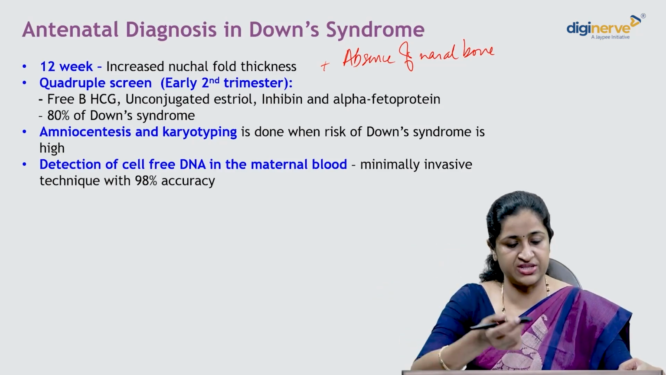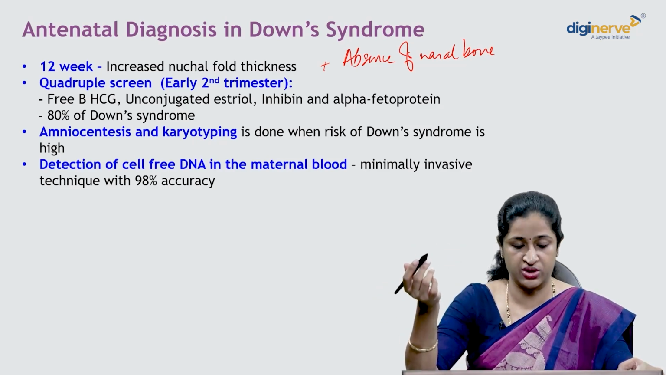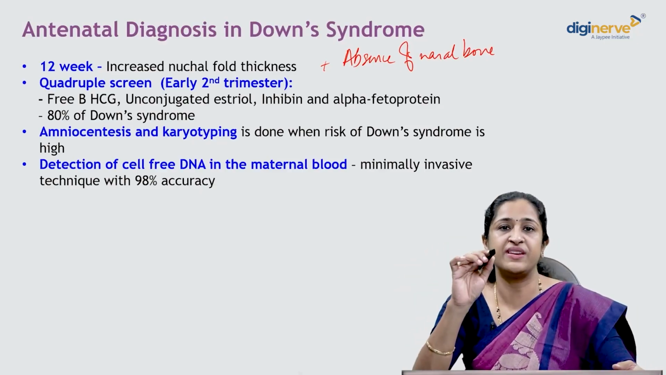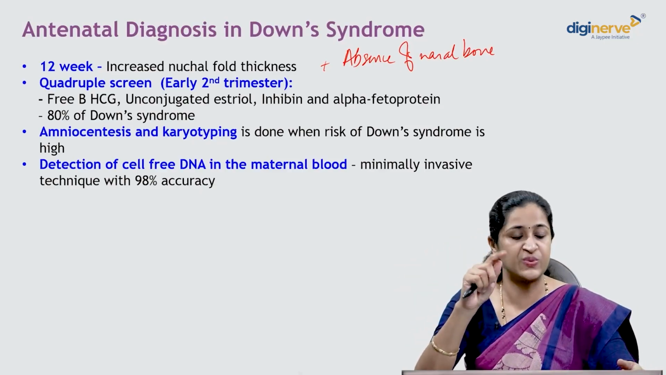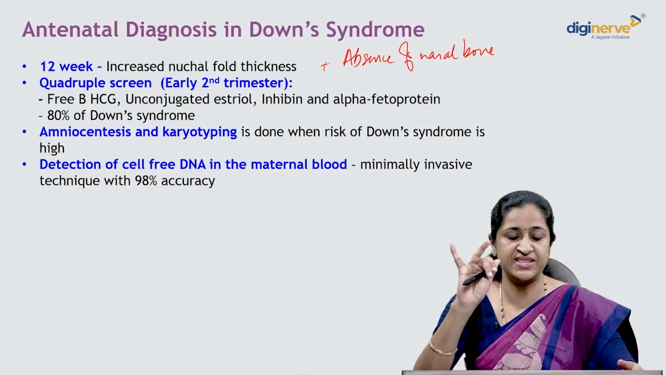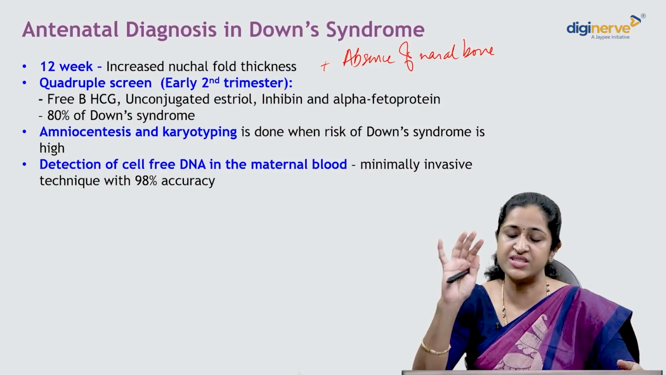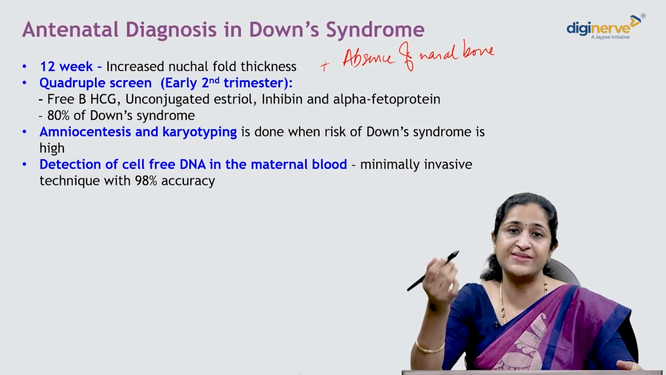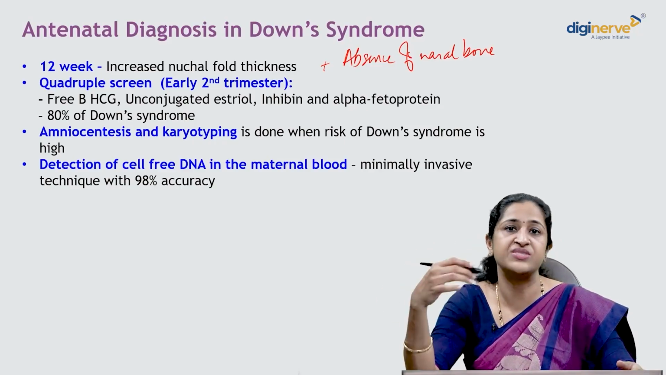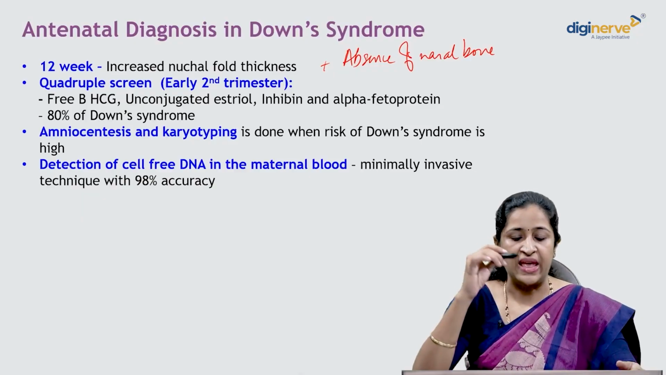Early in the second trimester, obstetrics performs what is called the Quadruple Screen. Quadruple Screen contains 4 tests. The first one is the free beta HCG, second is the unconjugated estradiol, third is inhibin, and fourth is alpha fetoprotein. And this helps to predict 80% of the pregnancies which are going to have Down syndrome.